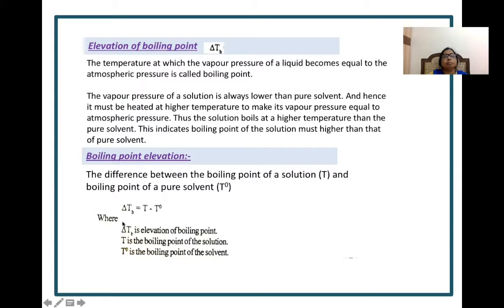where delta TB is elevation of boiling point, T is the boiling point of the solution, T naught is the boiling point of the solvent.